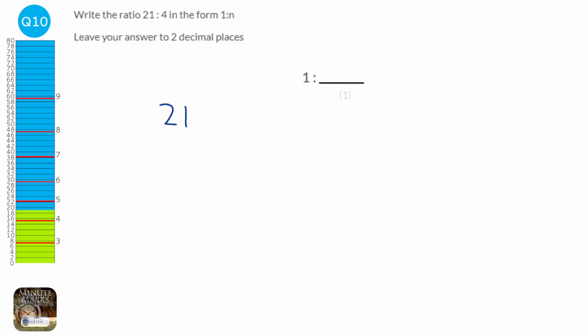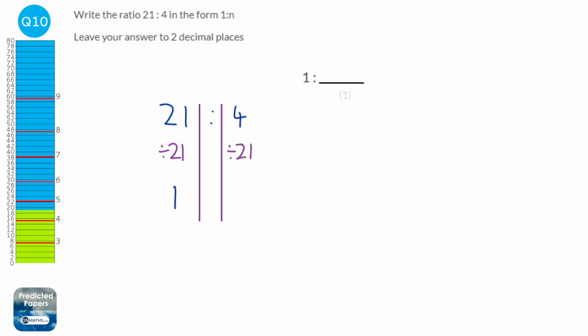So we're given 21:4 is the ratio, and we're just going to have our lines in, because what we need to do is make the left hand side be 1. Okay? And to do that, for 21 I need to divide it by itself, divide it by 21, and we're going to do the same to the right hand side. So 21 divided by 21 is 1, perfect, that's what we wanted. 4 divided by 21 is 0.190 and so on. It says it wants its two decimal places, so it's going to be 1 to 0.19.